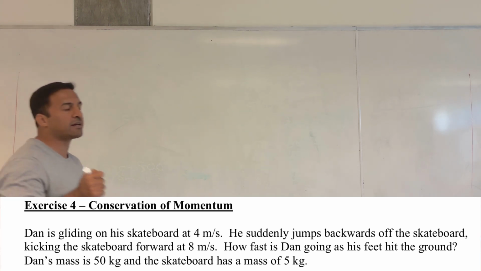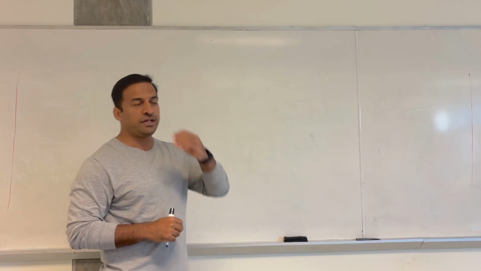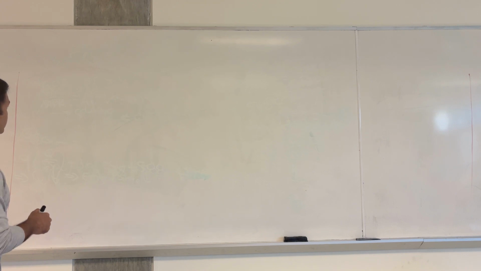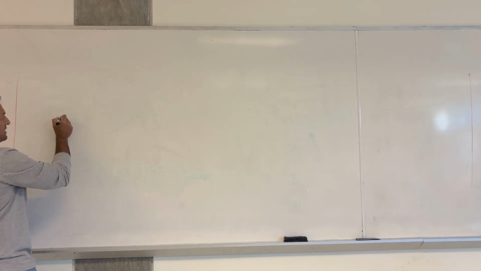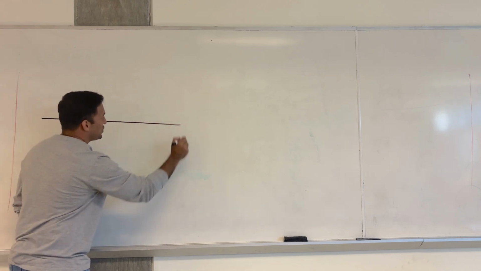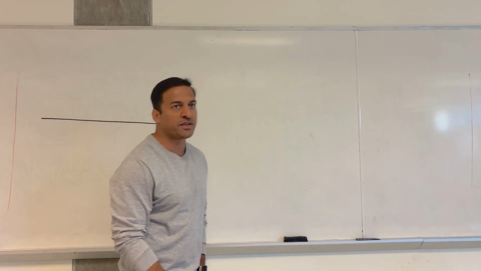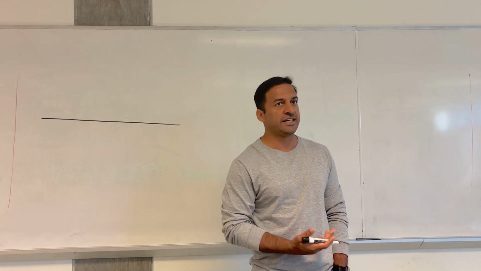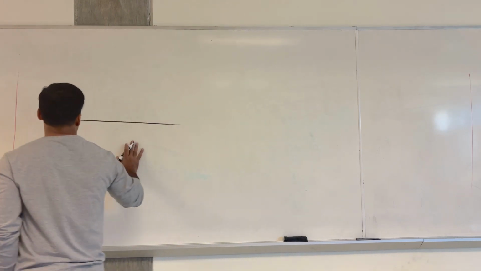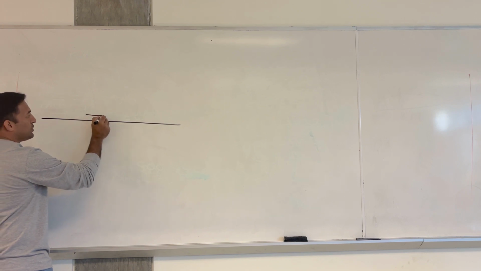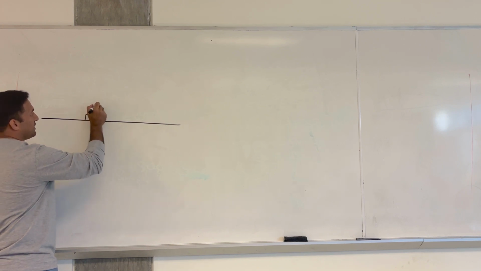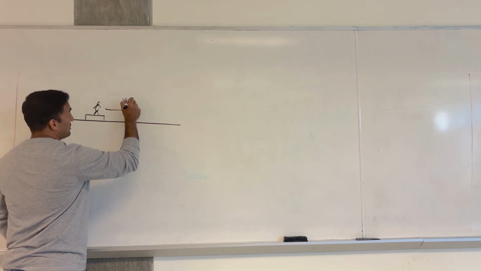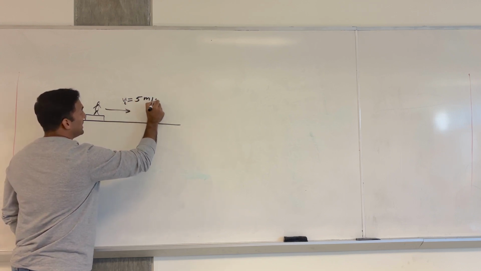So let me make a rough diagram for this. We have two objects, Dan and his skateboard. And initially Dan is gliding on the skateboard at a speed of 5 meters per second. So let's choose the direction of motion. It has not been stated in this problem in which direction Dan is moving. So that's purely our choice, that we decide in which direction Dan is moving. And so let's pick this rightward direction. So we have a skateboard and we have Dan on it, and they are both moving in this direction, and their combined speed is, let me call it VI, and this is 5 meters per second.